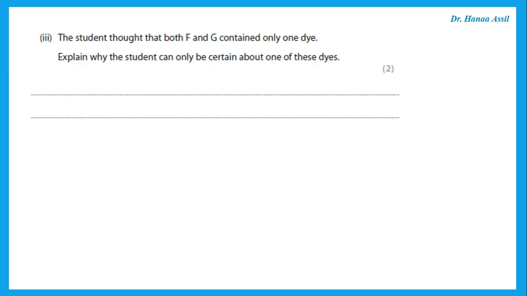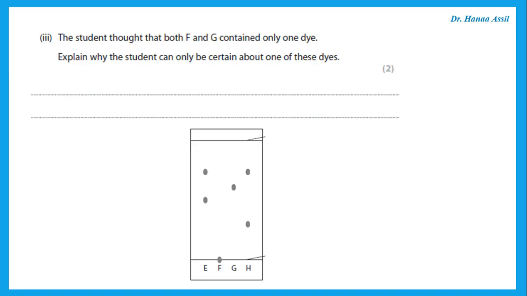The student thought that both F and G, where is F and where is G, contained only one dye. Explain why the student can only be certain about one of them. So, which one are we sure contains only one dye? The one that went up and gave only one spot. So, G, we can be sure has one spot, so it has one dye.